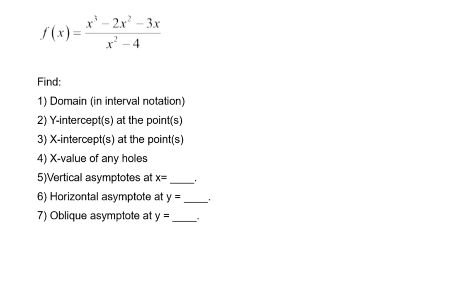We're going to answer all seven parts of this, including number one to find the domain, number two to find the y-intercept, number three to find the x-intercepts, four, the x value of any holes, five, the vertical asymptotes, six, horizontal asymptotes, or oblique asymptotes, which is number seven. Number six and number seven, only one of those will have an answer. One of them will be does not exist.